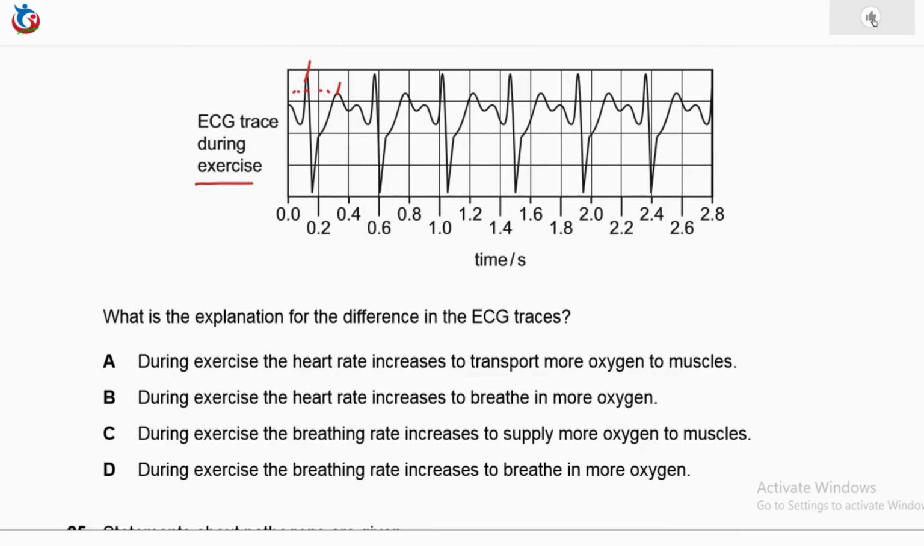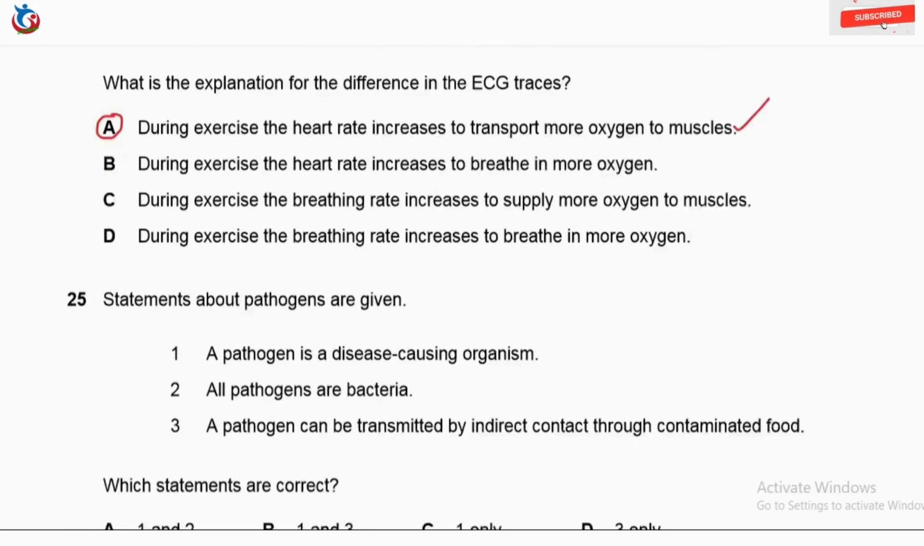Option A says, during exercise, the heart rate increases to transport more oxygen to the muscles. And that's exactly what happens during exercise. If you read through the other options, you'll see that this is the perfect answer to question 24. Then we'll now move to question 25.